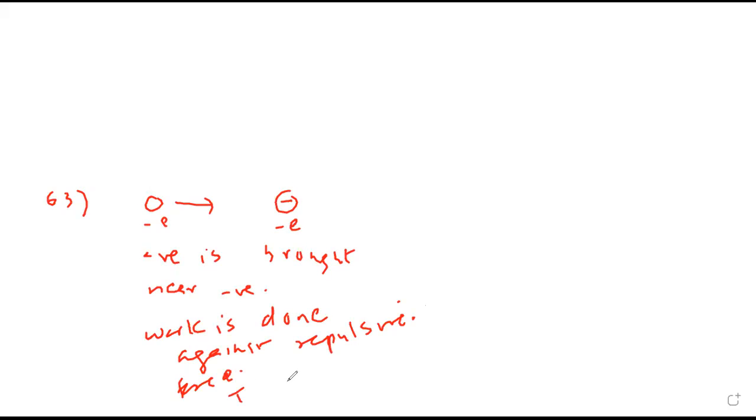Then potential increases. Now I don't know what option they are given. Check for the words potential increases. Then the potential energy of the system will increase. Option A.